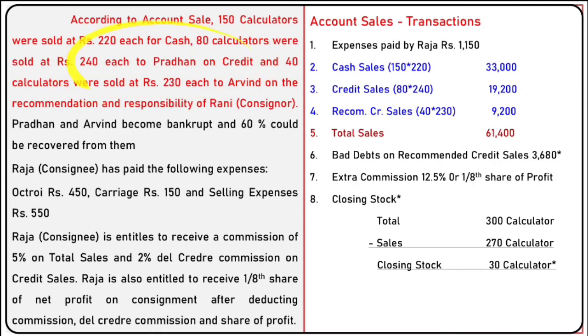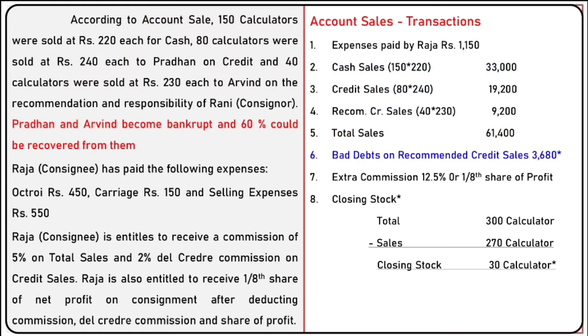We have some other transactions, that is sales. Cash sales 150 calculators at rupees 220. Credit sales 80 calculators at rupees 240. And recommended credit sales 40 calculators at rupees 230. So total sales becomes 61,400. આ થયું આપણું total sales. ત્રણેય sales નું total.